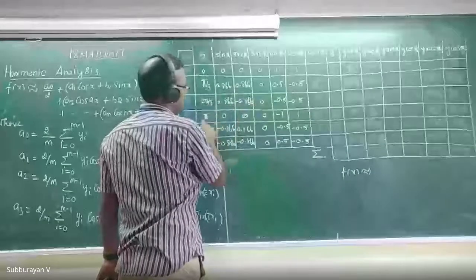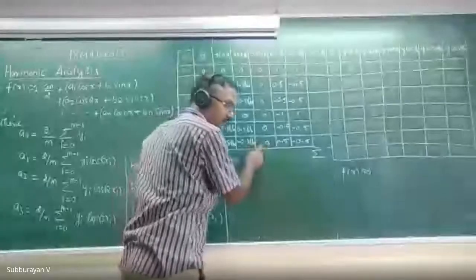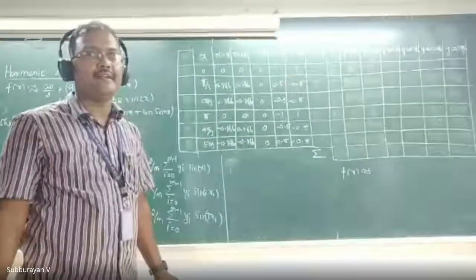And sin 3x will be 0: sin 0 is 0, sin pi is 0, sin 2 pi is 0, sin 3 pi is 0, sin 4 pi is 0, and sin 5 pi is also 0, since sin n pi is equal to 0 for any n.